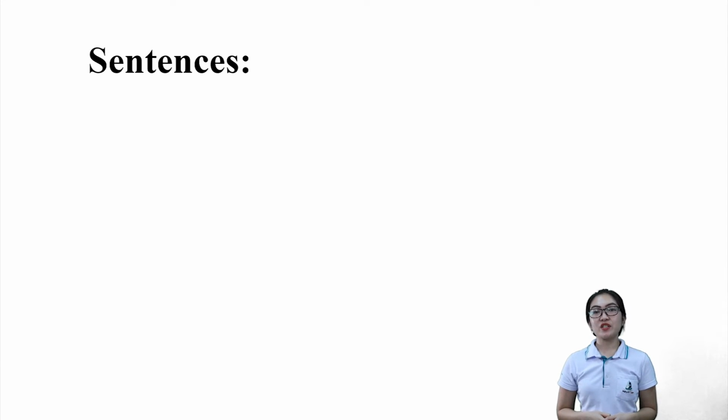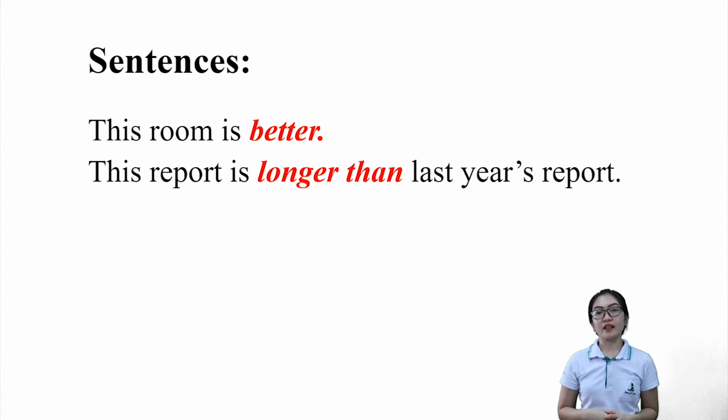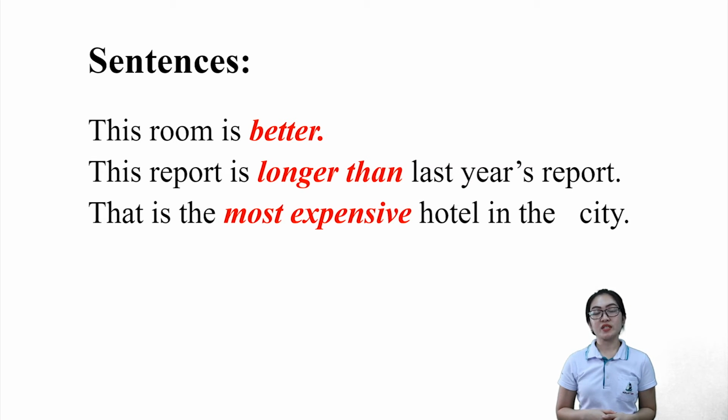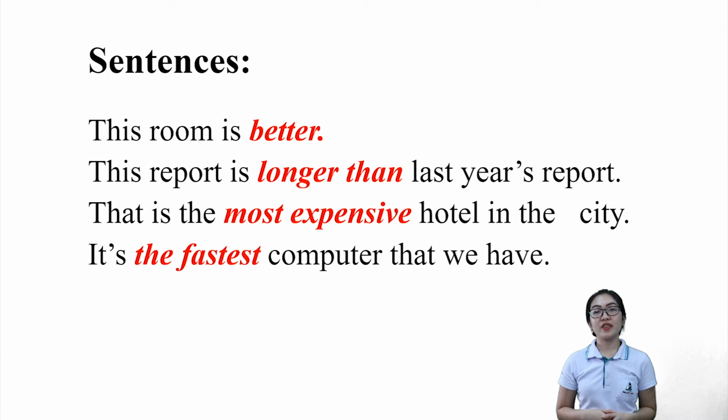Let's read the adjective usage in these sample sentences. This room is better. This report is longer than last year's report. That is the most expensive hotel in the city. It's the fastest computer that we have.